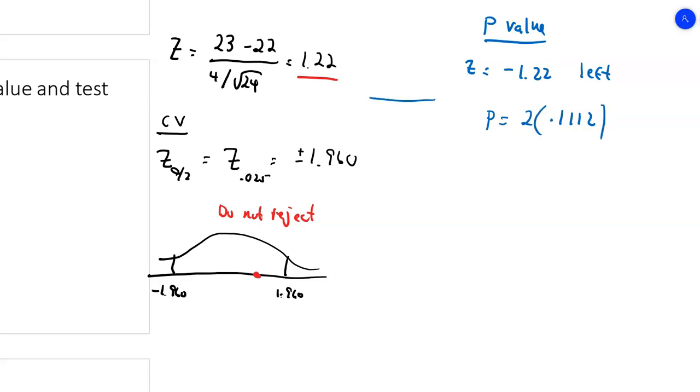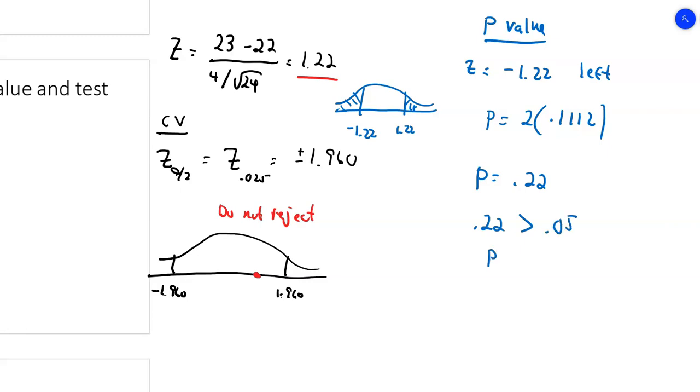Okay, so I found the value to the left of negative 1.22. That's a terrible normal distribution, even for a sketch. There we go. So I found the area to the left of negative 1.22. But because it's two-tailed, there's an area to the right of 1.22 also, which is the same. So my p-value actually comes out to be 0.2224, but at this point, does it really make a difference? Clearly, 0.22 is much bigger than 0.05. So that p-value is greater than alpha. I'm only willing to accept the 5% error. I have a 22% probability of an error, way too big. Do not reject.